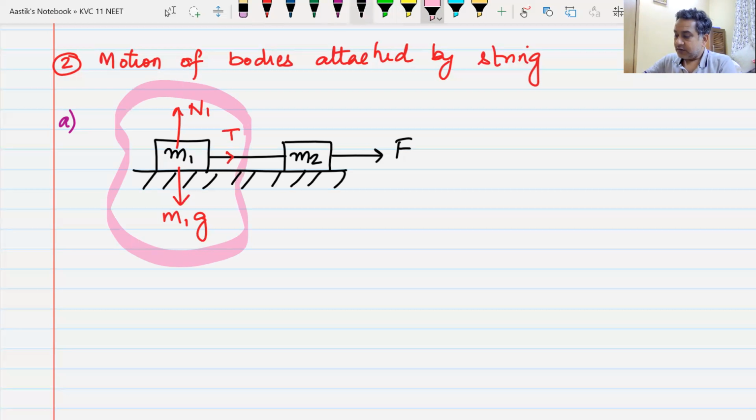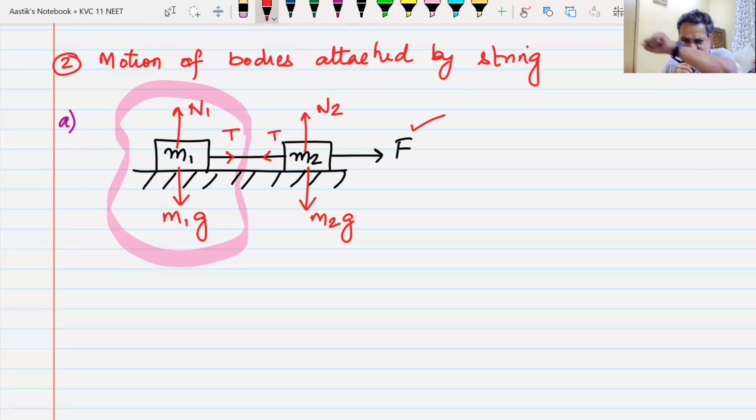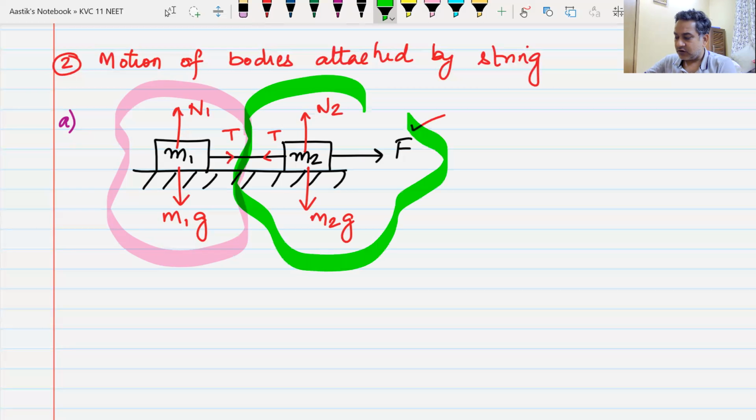Yes, sir. Now we'll draw the free body diagram of block number 2. M2G is here. Normal N2 is here. This force is already drawn. There will also be a tension T which is trying to pull it. This becomes the free body diagram of block 2. Do we understand this?